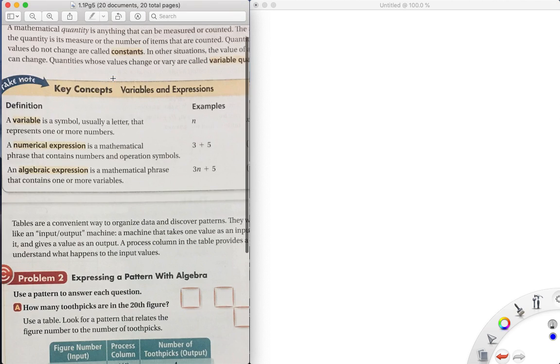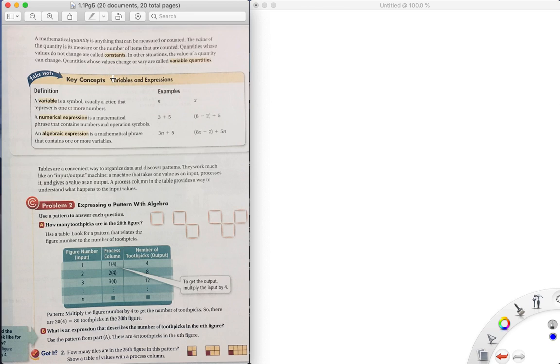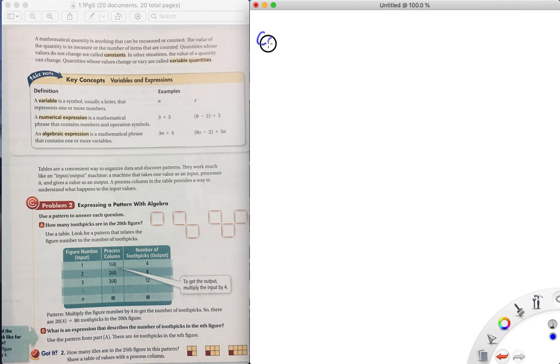First, they talk about quantity, right? Anything that can be measured or counted is a quantity, and the value of the quantity is the measure or the number of the items counted. So, quantity, anything that can be measured; value, the actual number associated with that quantity. Quantities whose value does not change is called a constant. So, a definition you might want to know is the concept of a constant.